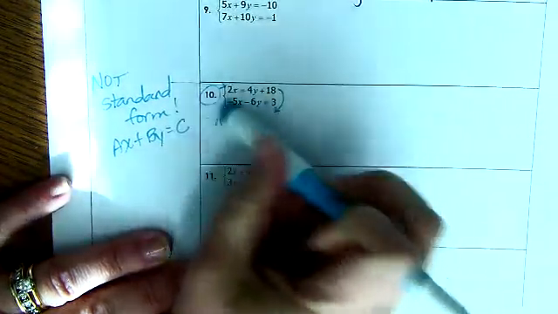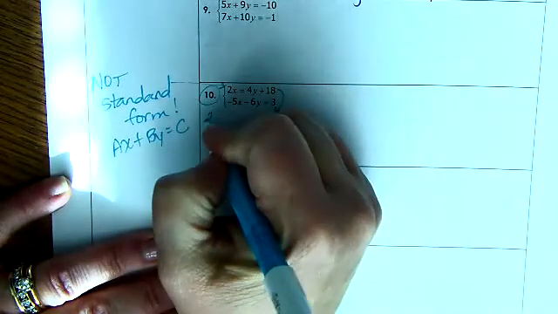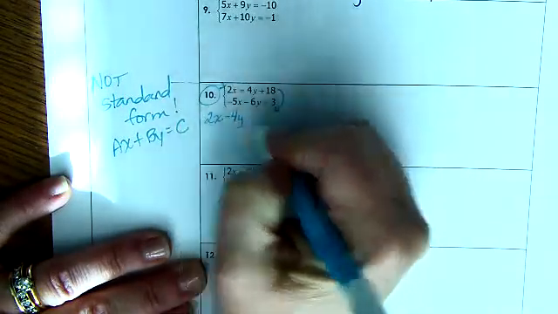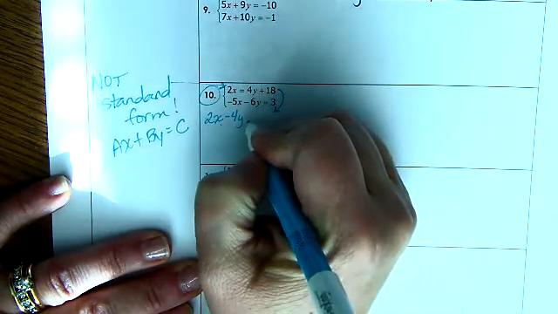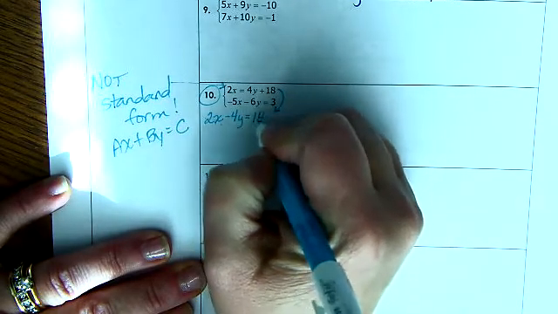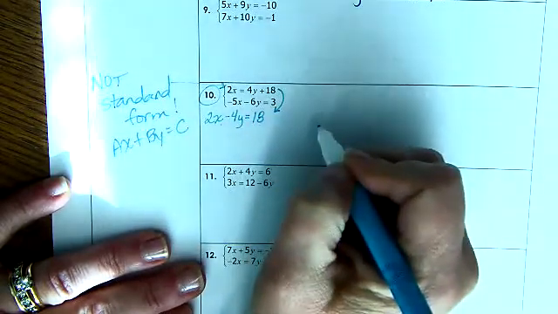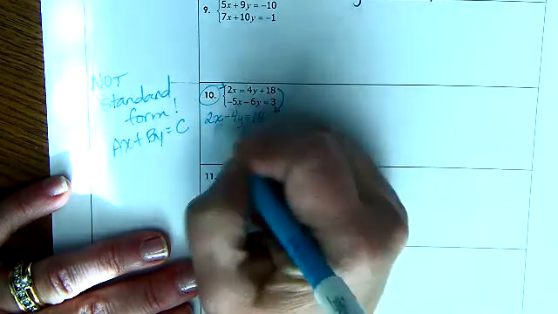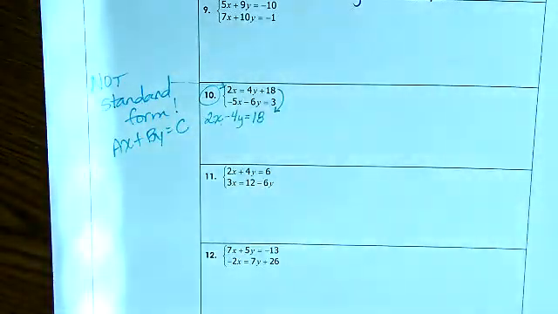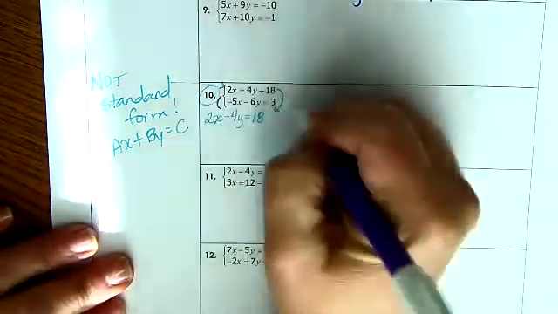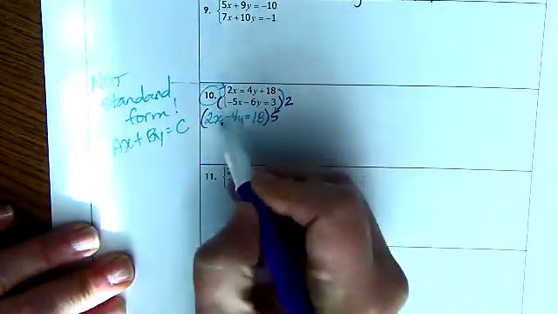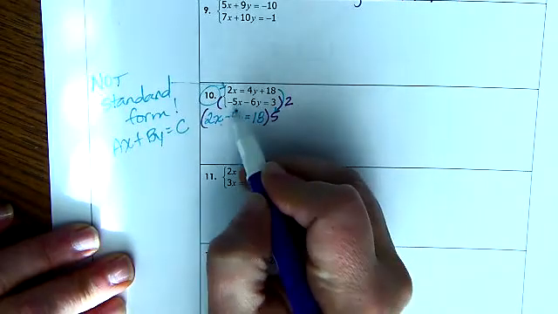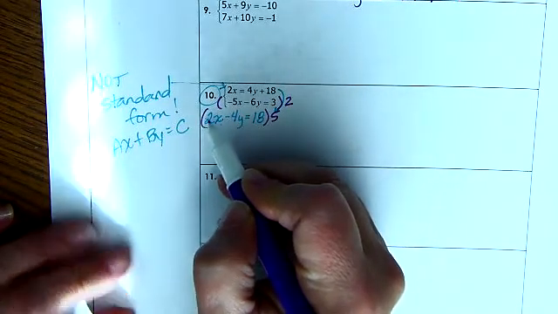Sorry, hold up. You got to write it in the correct order, Kimberly. 2x minus 4y equals 18. So now these are the two equations that I'm looking at. So I'm going to do the 5 and the 2. I'm going to multiply this equation by 2, and I'm going to multiply this one by 5. Notice I don't have to do a negative because this one's already negative and this one's already positive.